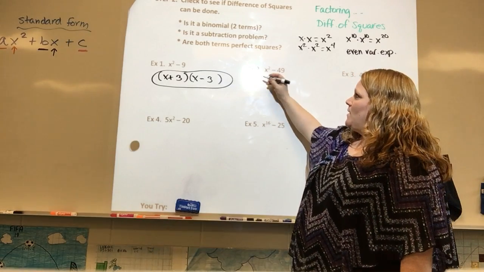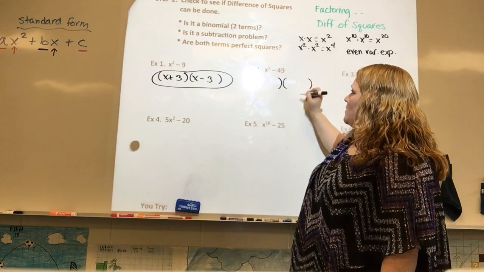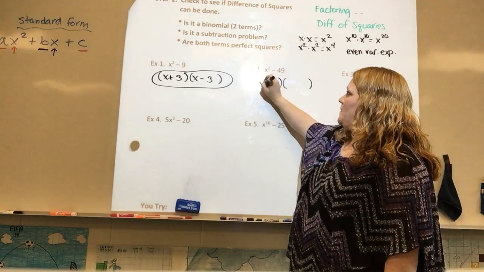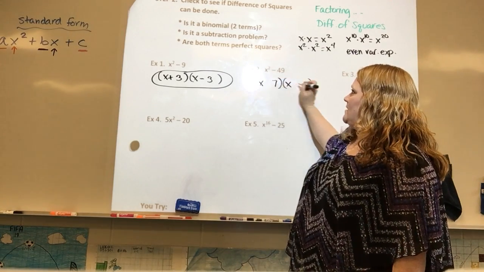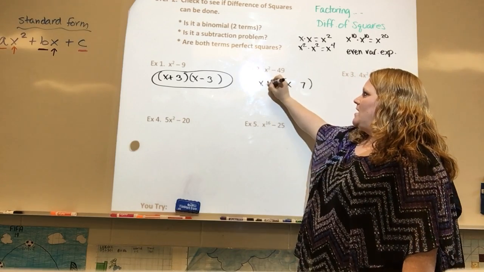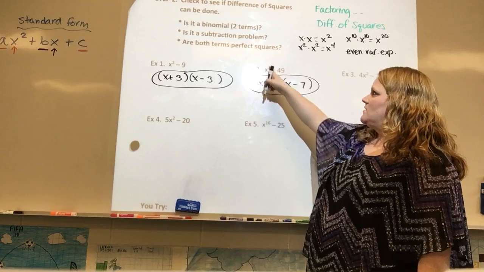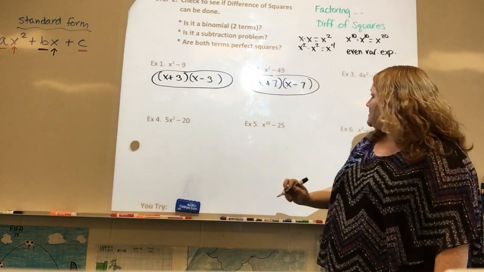The second example works the same way. So we have our requirements met, two terms, subtraction problem, perfect squares. So we would have x and x, 7 and 7, and then a plus and a minus. Because the square root of 49 is 7, square root of x squared is x.